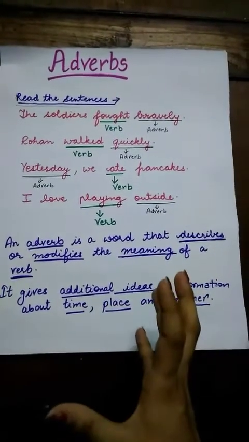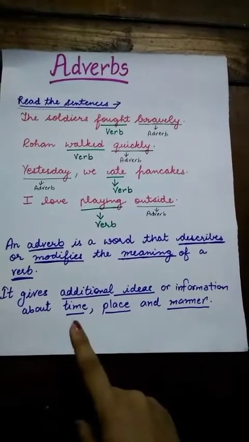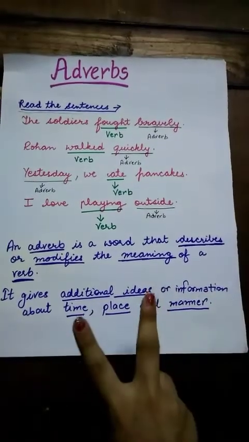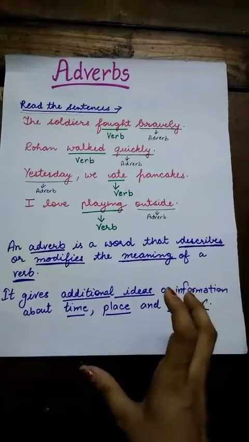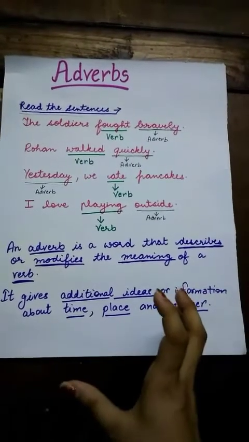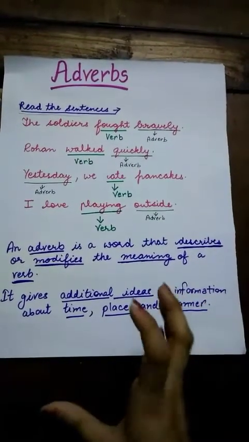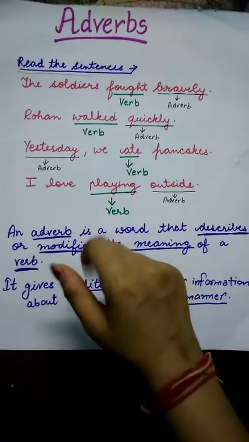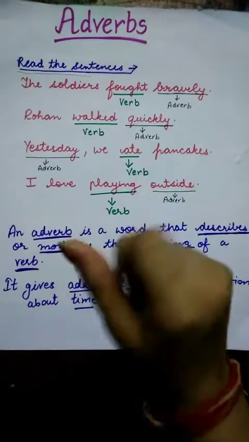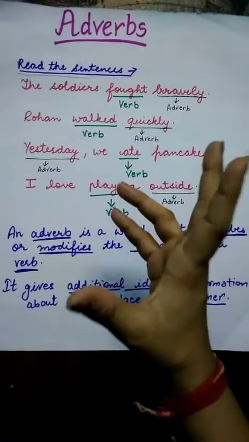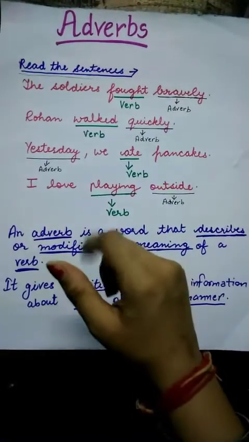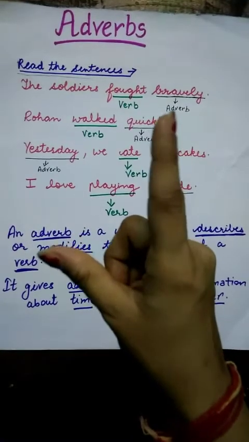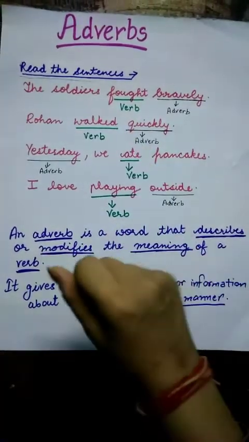How did he perform the action of walking? He walked quickly in one instance, and in another instance he walked slowly. So slowly and quickly are telling you how he performed the action of walking. So these are adverbs. Let's take a look at a few examples. The soldiers fought bravely. Now tell me, students, how did the soldiers fight? Yes, they fought bravely. So bravely is an adverb which tells you about the verb fought.